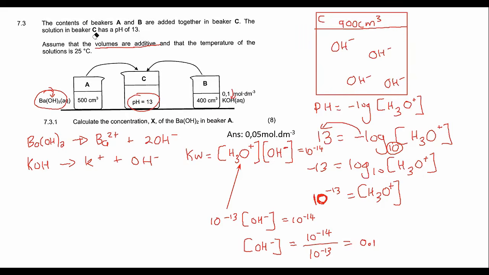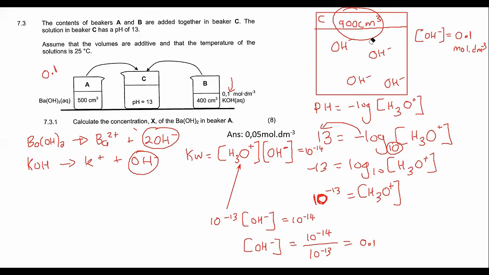I know that the concentration of OH minus is 0.1. And that should be mole per decimeter cubed, of course. So we now know the concentration of the OH minus. We have the concentration of the OH minus in this solution. So I'm going to erase a lot of the stuff here because it's not necessary.